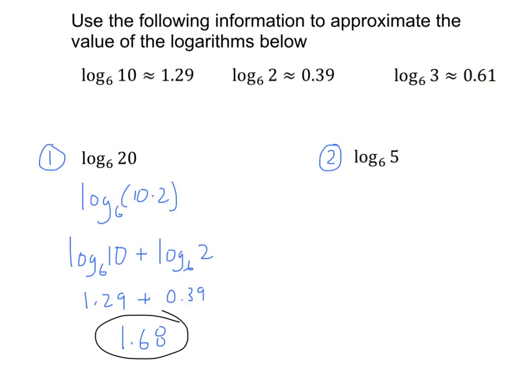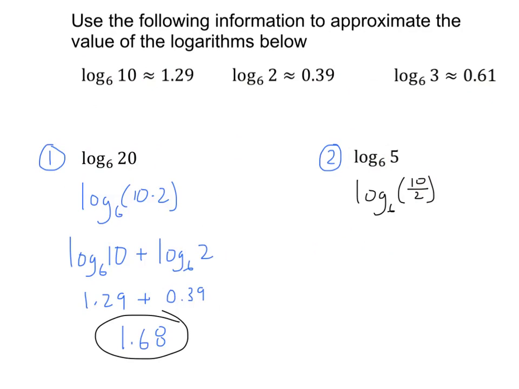All right, let's look at another one. This time I want to approximate log base 6 of 5. I want to think about the number 5 and how it might be related to any of these other numbers. Another way to write 5 is 10 divided by 2. So I could rewrite this as log base 6 of the quantity 10 divided by 2, because 10 divided by 2 is the same thing as 5.